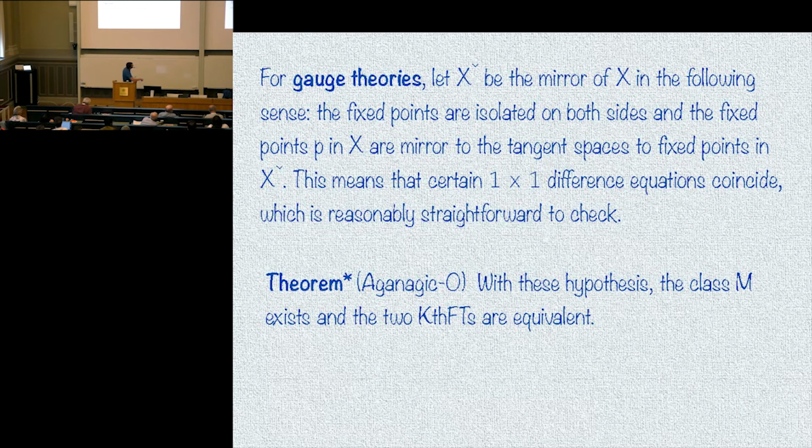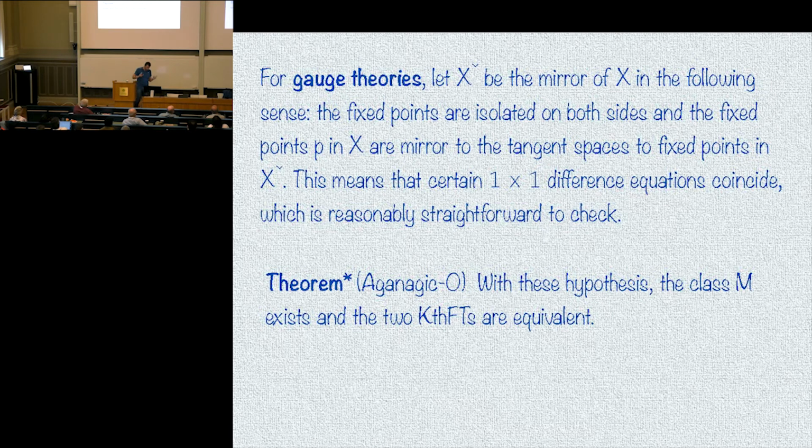And so for gauge theories, there's something we can prove. When both X and X check are gauge theories, which is due to folklore or maybe somebody's theorem, this is equivalent to the fact that fixed points are isolated on both sides. So let's assume they're both gauge theories and fixed points are isolated on both sides.